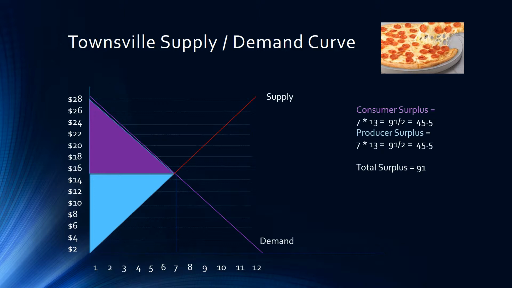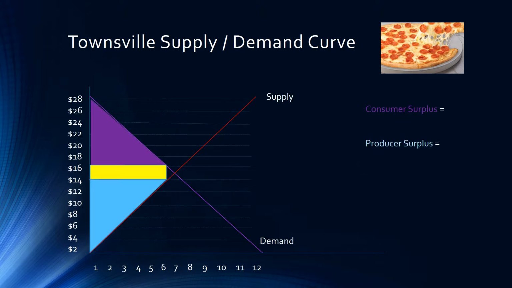Now let's suppose the government takes notice of Townsville's love for pizza and sees it as an opportunity to raise some tax revenue. Let's say the government places a $2 tax on all pizza. What this does is places a wedge in between the consumer and producer surplus. The yellow rectangle is tax revenue. It is calculated by finding the area. So in this case, it is 6 times 2 for a total of 12.